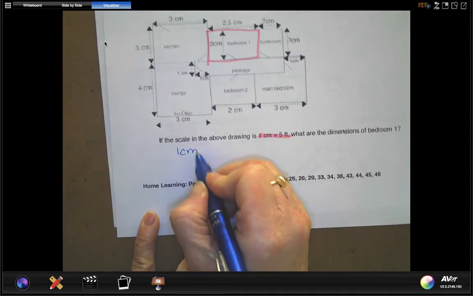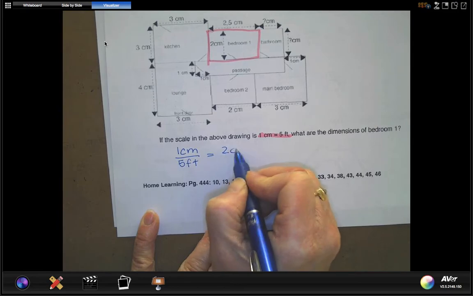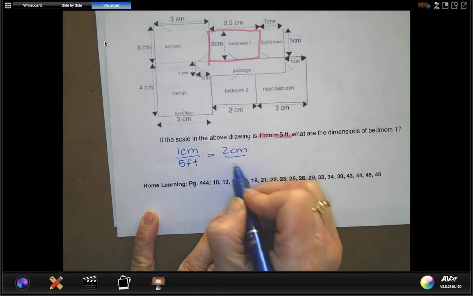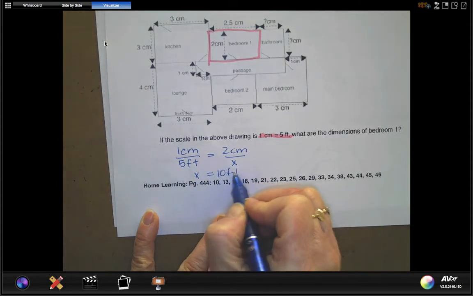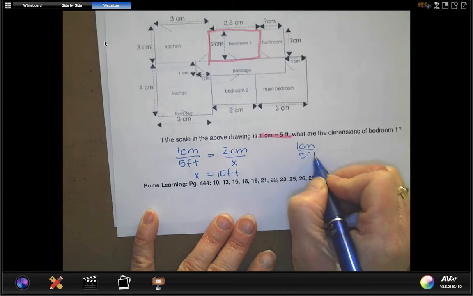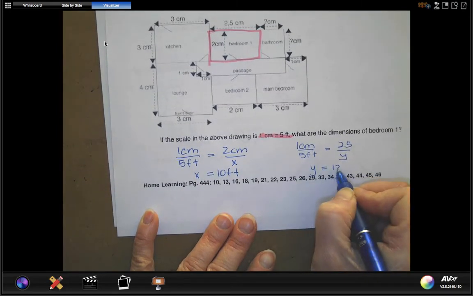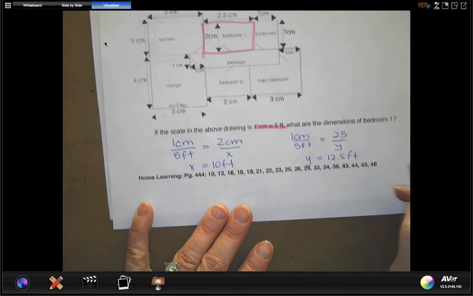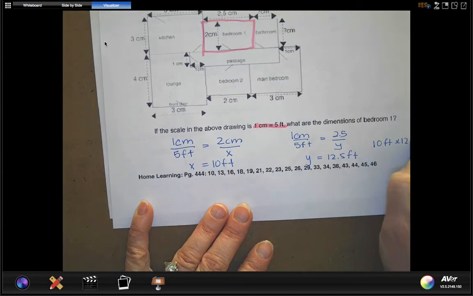So I could do 1 centimeter over 5 feet is equal to 2 centimeters over what I don't know. So I'd get 10 feet. And then I could do 1 centimeter over 5 feet is equal to 2.5 over what I don't know. So y is equal to 12.5 feet. So the dimensions of the room would be 10 feet by 12.5 feet.